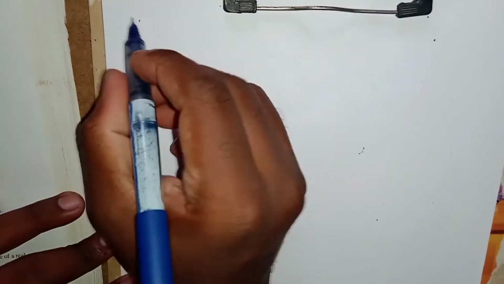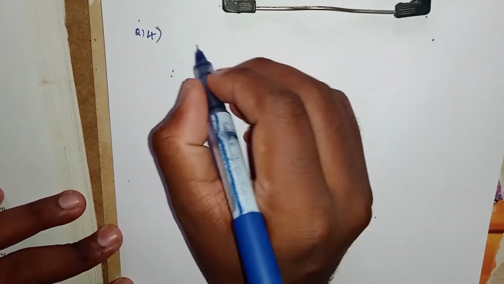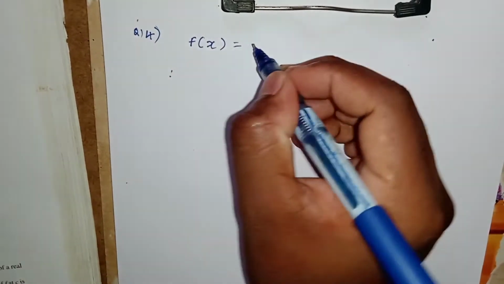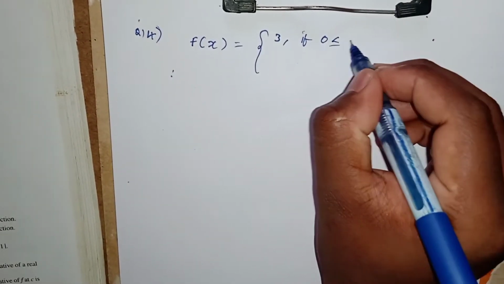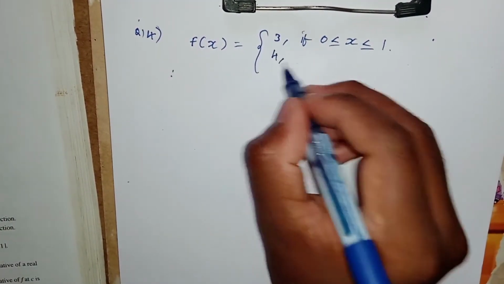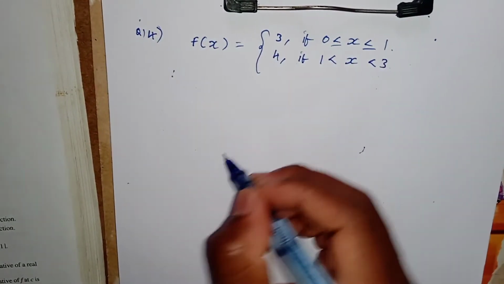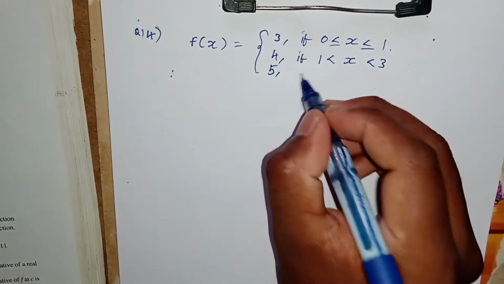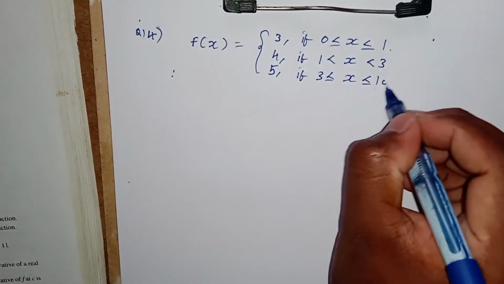First, you have to write the given question number 14. Here my function f of x is equal to 3 if 0 less than or equal to x less than or equal to 1, 4 if 1 less than x less than 3, next 5 if 3 less than or equal to x less than or equal to 10.